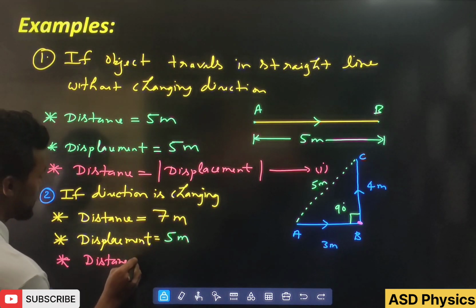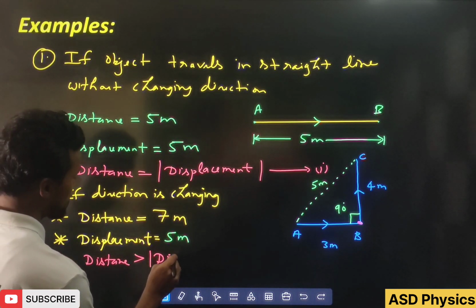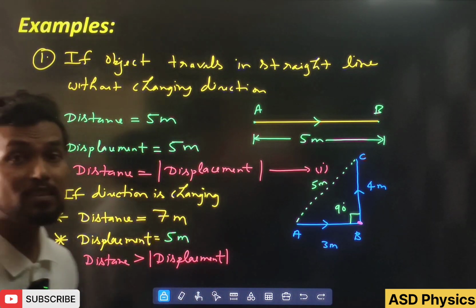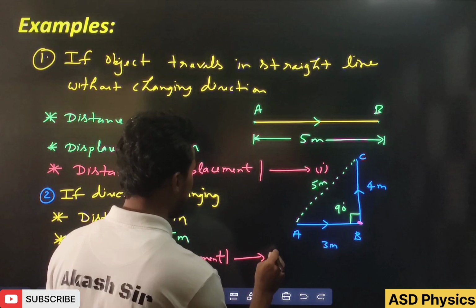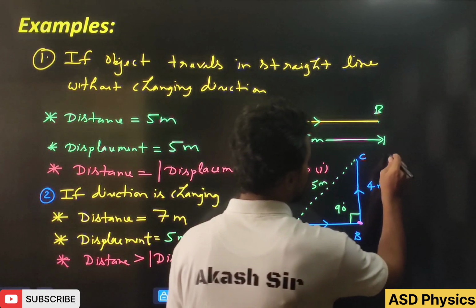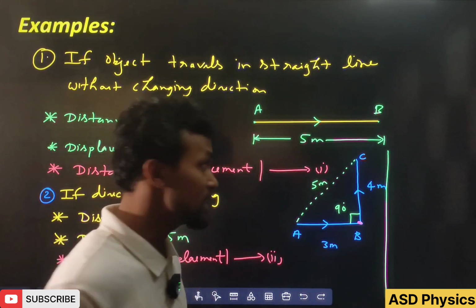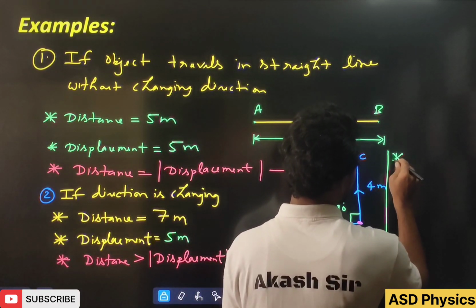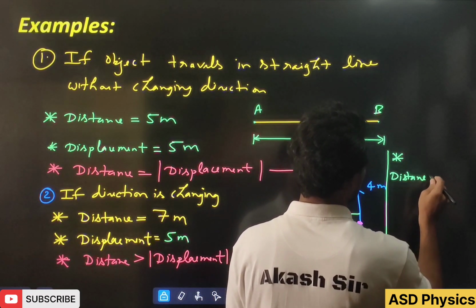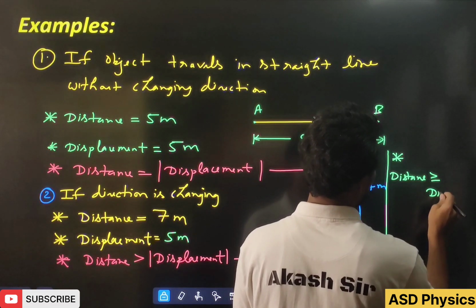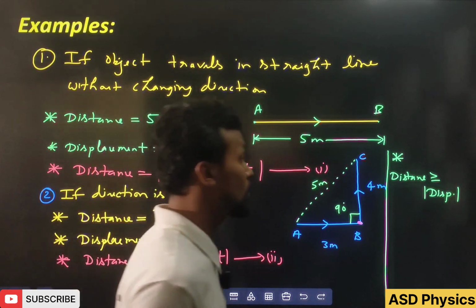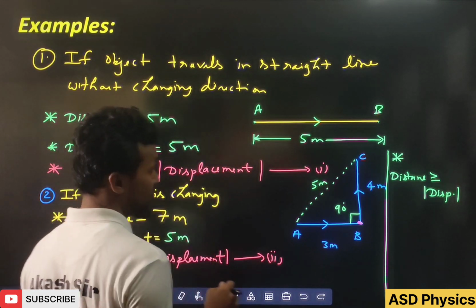Students, if we compare both of them, what can we tell here? See, this distance is greater than the displacement, correct? So when the direction is changing, then all the time distance will be greater than the displacement. Let's make this equation 2. If I combine equation 1 and 2 both, students, I can write that distance is always greater than or equal to displacement. Remember this, this is the general term, you have to remember it.